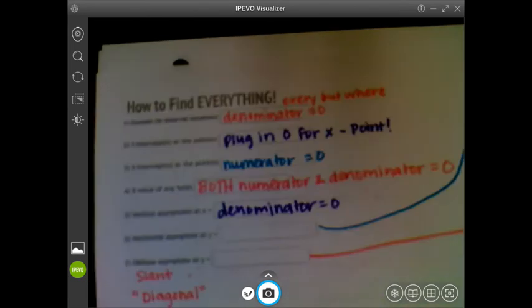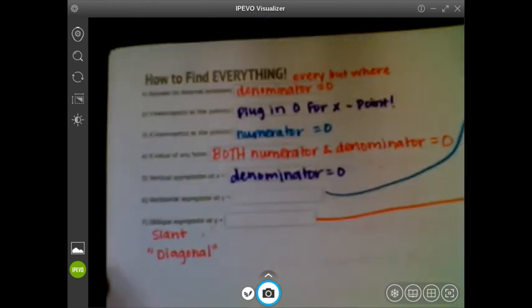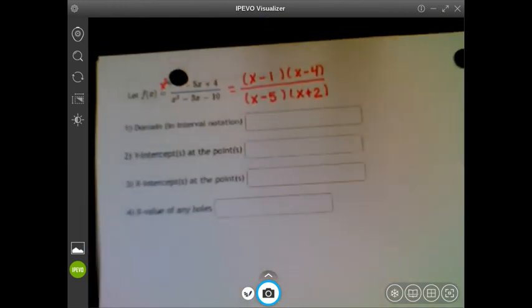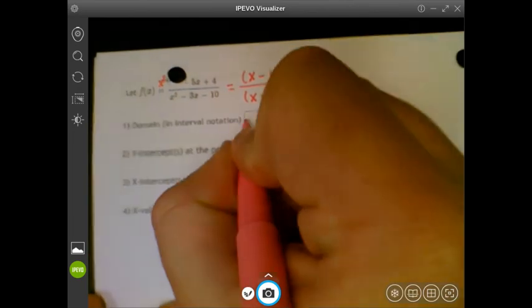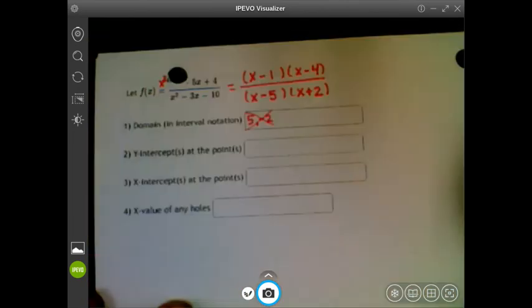All right, and you can have this out so we can keep going back to it as needed. So the first question is the domain. That's everywhere but where the denominator equals 0. So what numbers make the denominator equal to 0? That's 5 and negative 2. So it cannot be 5 and negative 2.